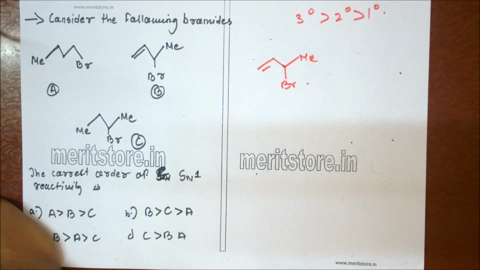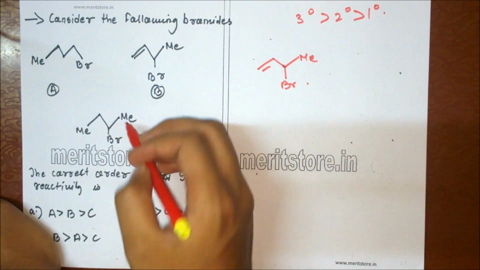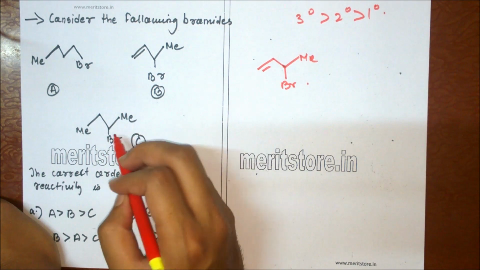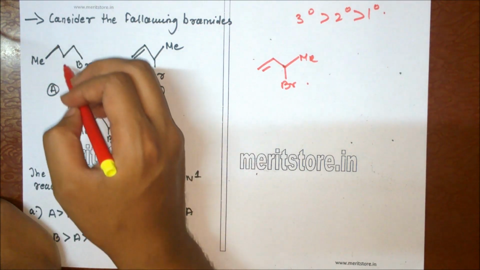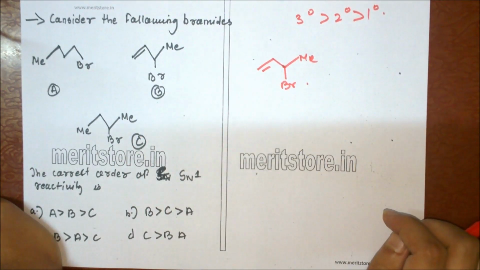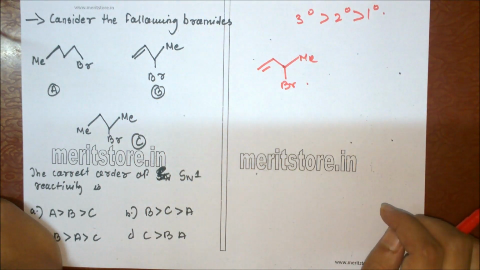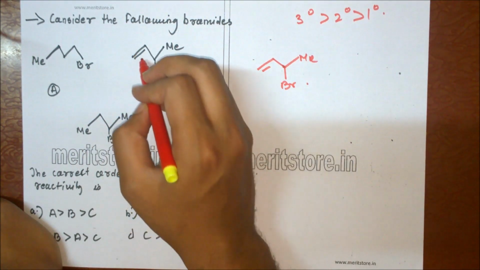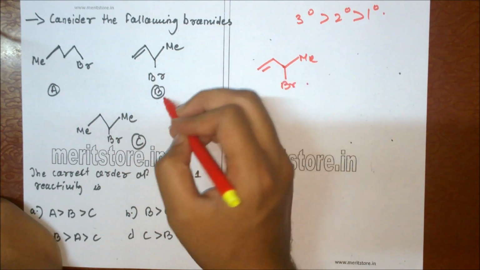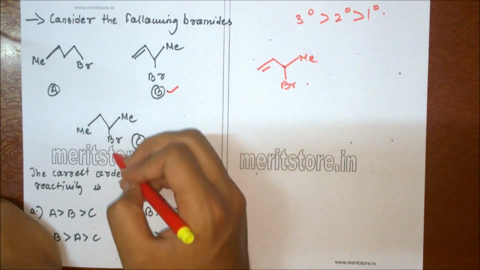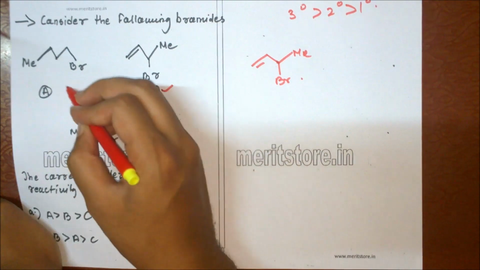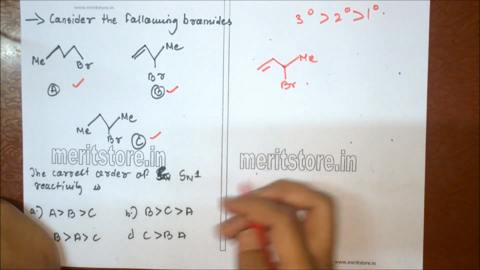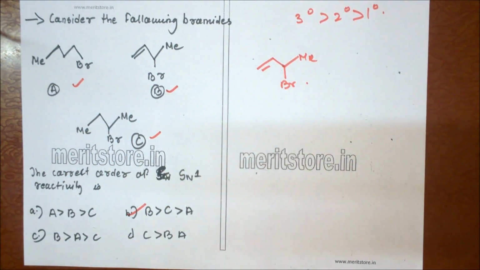And then comes compound C. Here branching can be seen, but no branching is seen in compound A. So for SN1 reactivity, branching is also important. Because of the presence of the double bond, the most reactive will be B. Then, because of branching, compound C and then compound A. So option B is the correct answer.